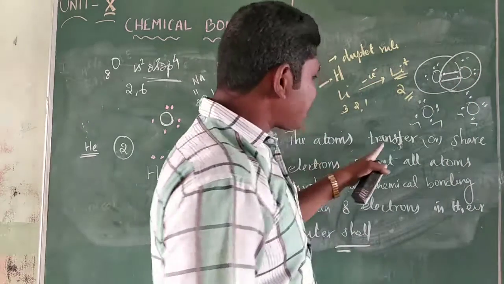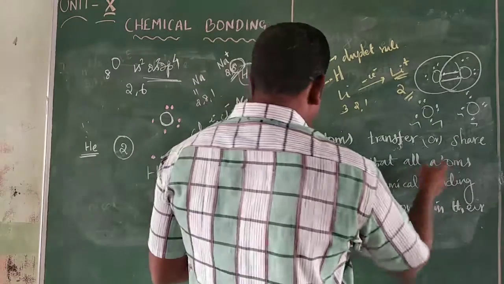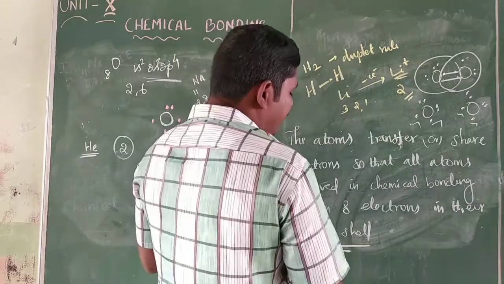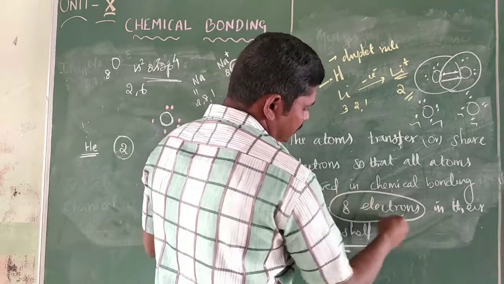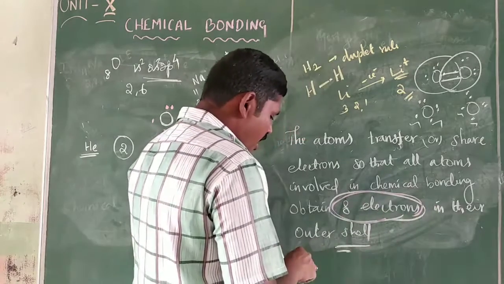The atoms transfer or share electrons so that all atoms involved in chemical bonding attain 8 electrons in the outer shell.